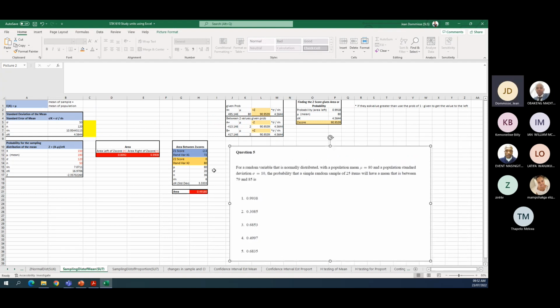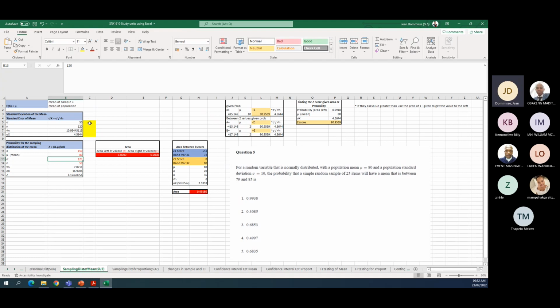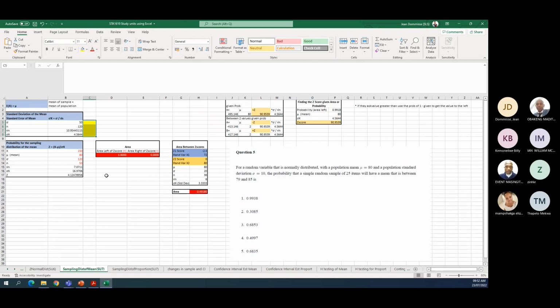Okay, so let's see. We've got a random population mean of 80. So let's put in 80. We've done the 80, and the population standard deviation of 10.